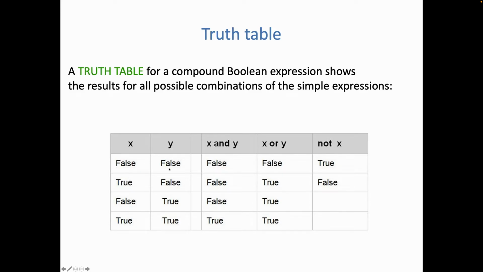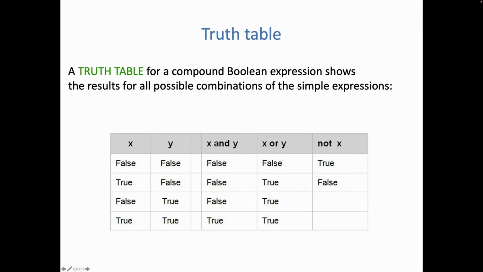Here x is true, y is false. X and y is false. X or y is true. Not x is false. Here this one, not x, should be true. And this one, not x, is false.